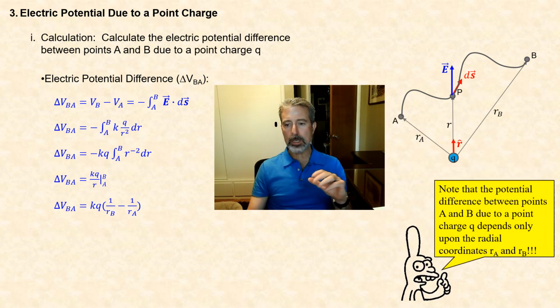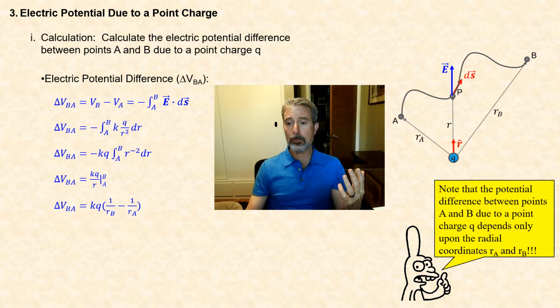So as Bongo nicely tells us here, note that the potential difference between points A and B, due to a point charge, depends only upon the radial coordinates, r sub a and r sub b. That is it. So what we're ultimately interested in here is not the electric potential difference between two points in space, but as we said, how about the electric potential at a single point in space?